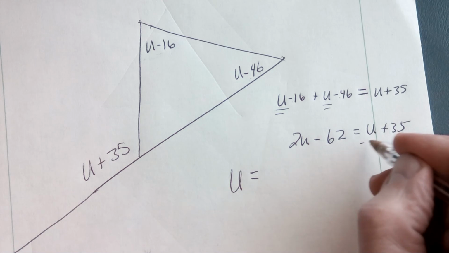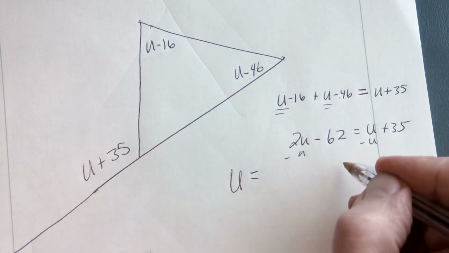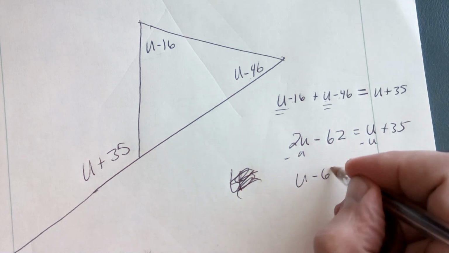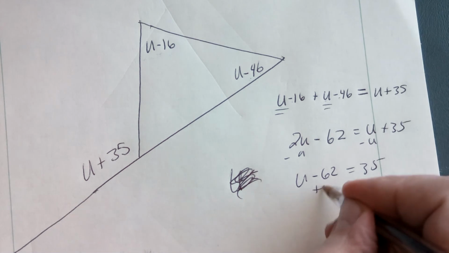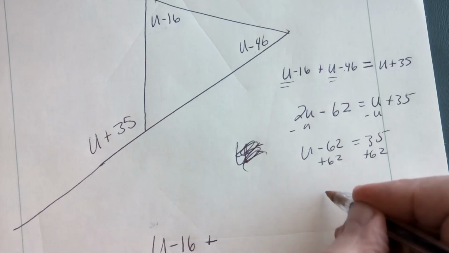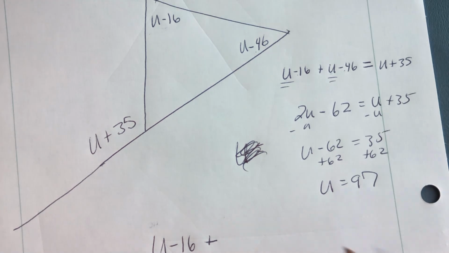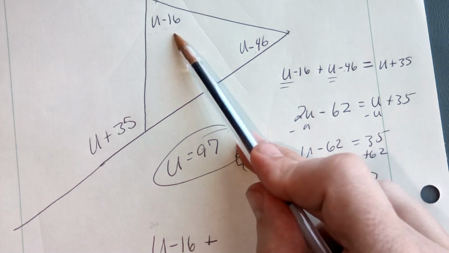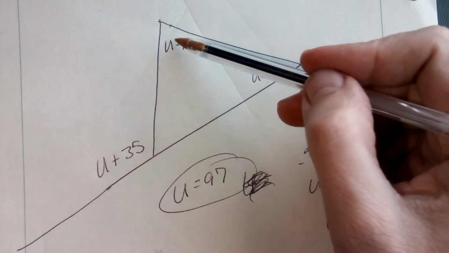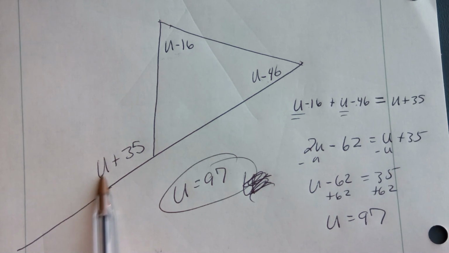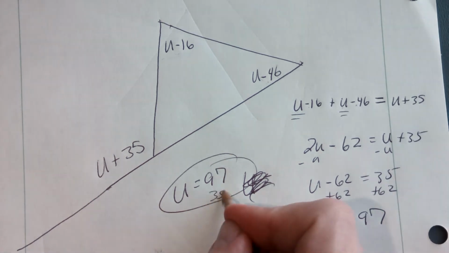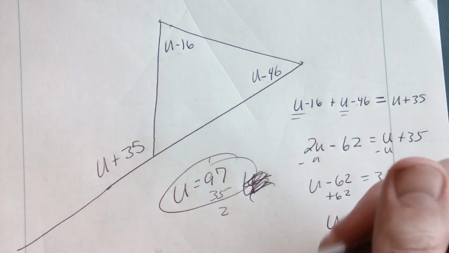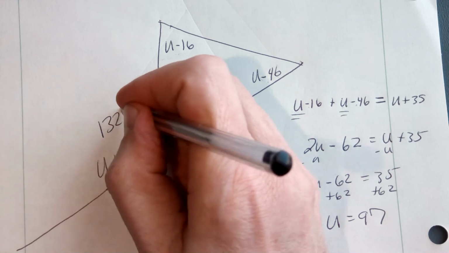Now let's subtract the u from both sides to get all the u's on one side of the equation. So that's going to be u minus 62 equals 35. Let's add 62 to both sides. We get u equals 97. So we just found the value of our u. U is 97. Now I could easily find the measure of all of these angles by just plugging in 97 for u. If I put u here as 97, what's 97 plus 35? That outside angle would have to be 132. So this outside angle is 132 degrees.